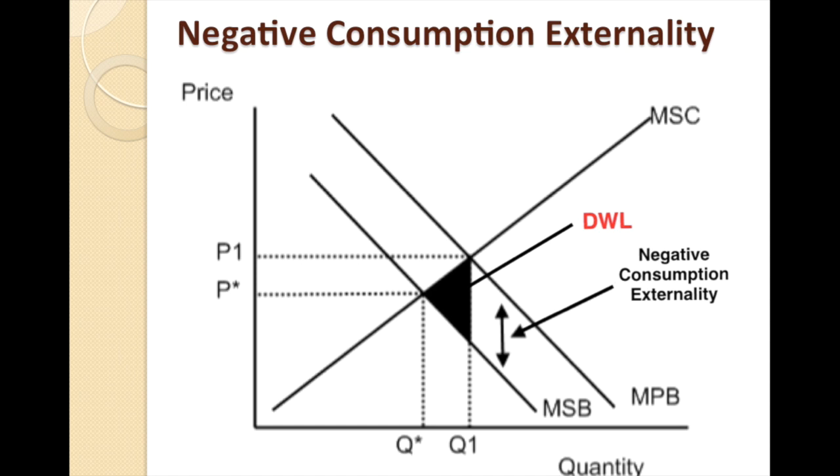If the consumers internalize the externality, marginal private benefit will shift to the left to marginal social benefit. They will reduce the quantity of consumption and consume at Q star instead of Q1. Then the external cost will be eliminated, and there won't be any deadweight loss and bystander's cost. The market will be efficient, and the society will be better off.